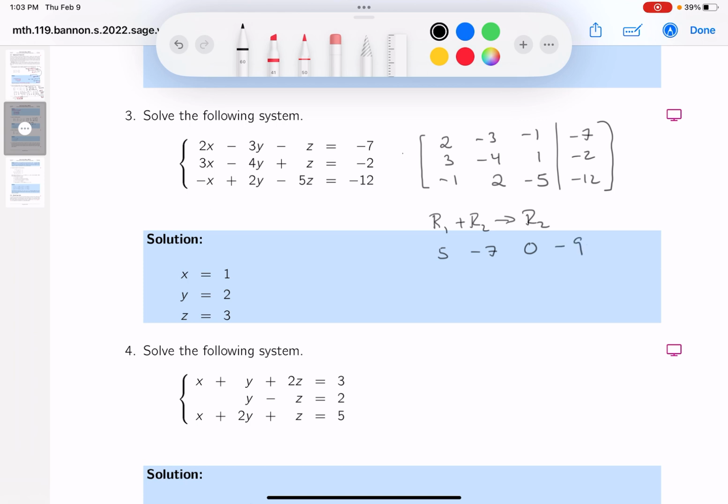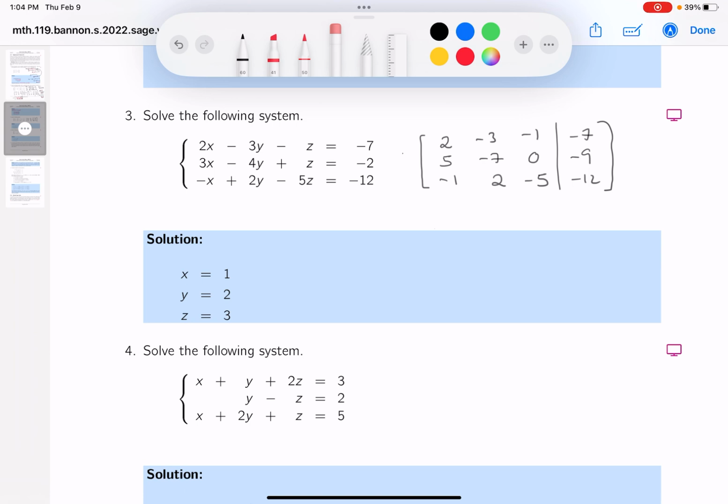I want to get my eraser out and erase this row over here. Whoops, sorry about that. And let's write that down. You get 5, minus 7, 0, minus 9. All right, I'm done with that. I'm going to erase this now. I'm done with that operation. I can move to another one.